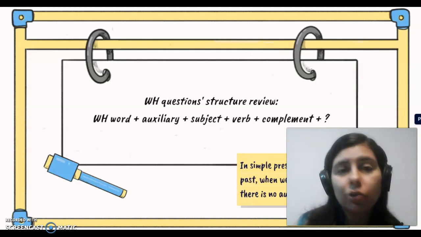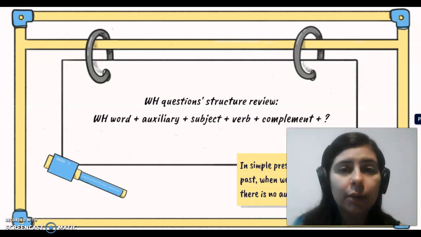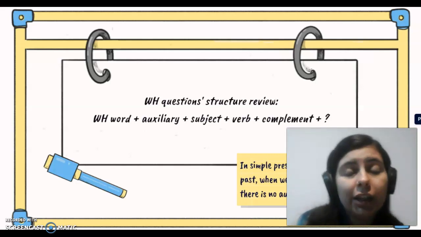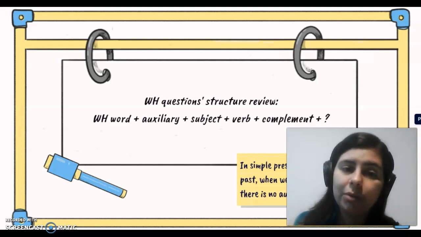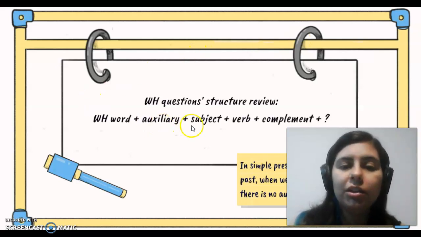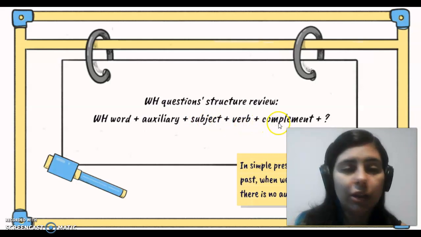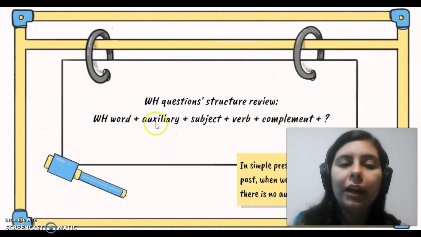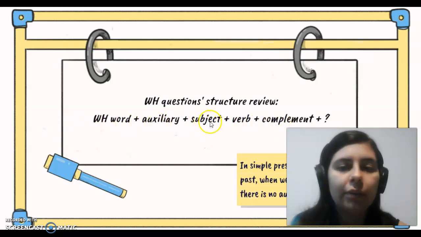In simple present or simple past, when we use verb to be, we don't use any auxiliary verbs. So we're going to put verb to be there, like, what is your name? Right? Or where is the library?